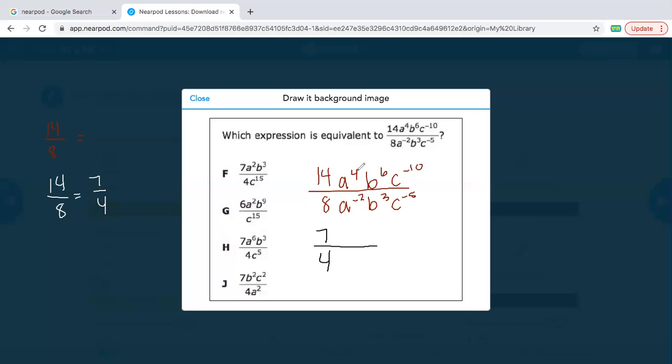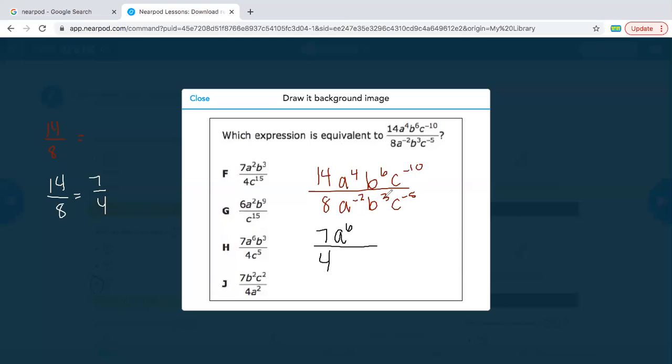Okay. A to the power 4 over A to the negative 2. You need to use a calculator if you do not know how to subtract negatives. That's not being mean. You have a calculator, use your resources. 4 minus negative 2 is positive 6. So that would be on the numerator, A to the power 6.